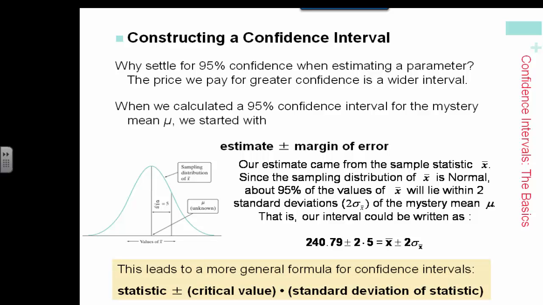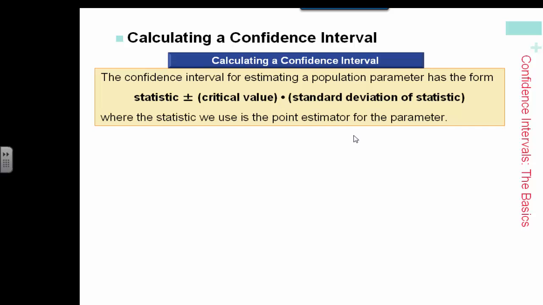This leads to a more general formula for confidence intervals. It's the statistic plus or minus the critical value times standard deviation of the statistic. The confidence interval for estimating a population parameter then has the form statistic plus or minus critical value times standard deviation of statistic, where the statistic we use is the point estimator for the parameter.